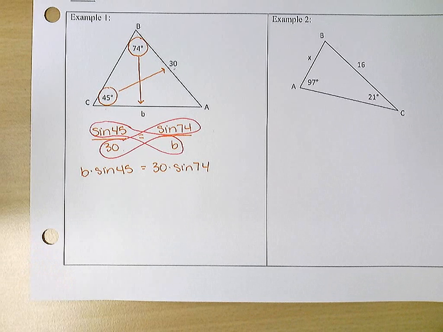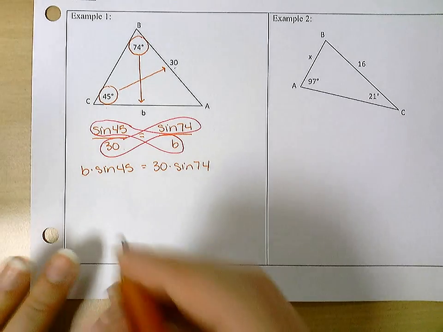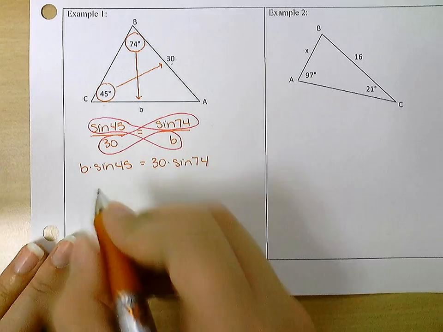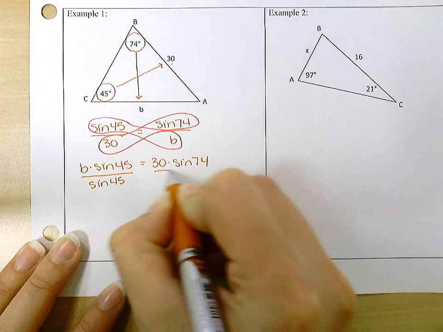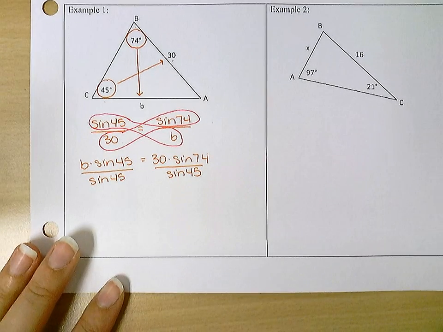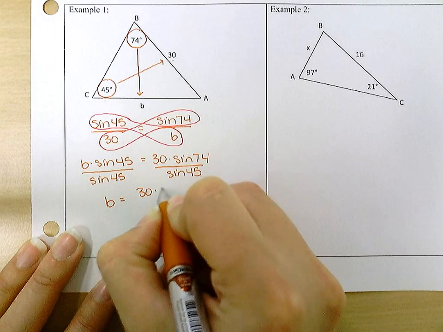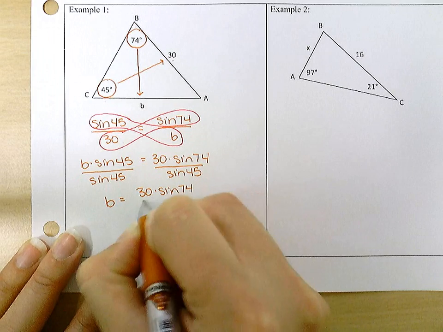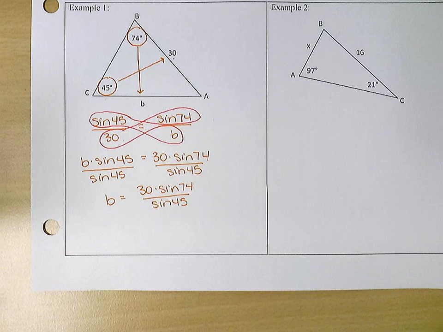Now from here, I just need my variable by itself, so I can solve for b. Since these are multiplied together, I would just divide both sides by sine of 45. So I end up with b equal to 30 times the sine of 74 over the sine of 45. And that's what we're going to enter into our calculator.